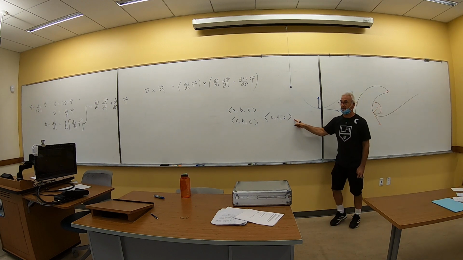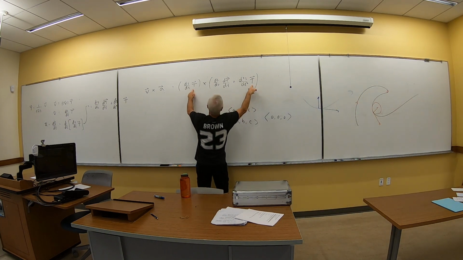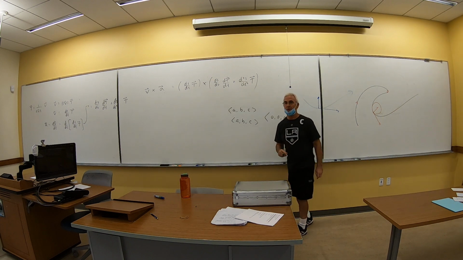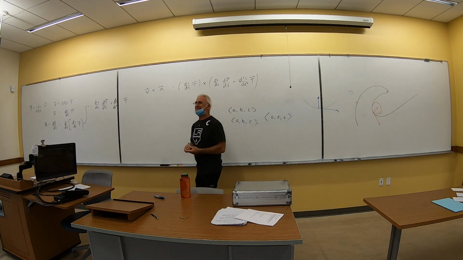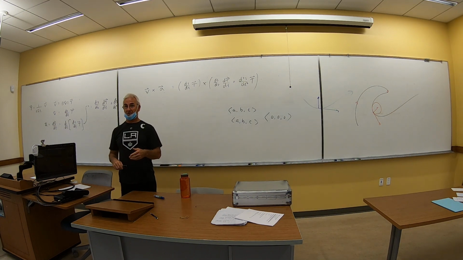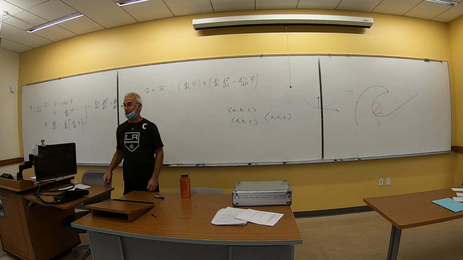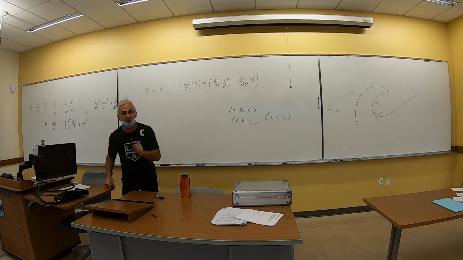Is that an important thing? Yeah, I'm going to be crossing T with T in a moment. Oh, okay. Yeah, that is actually a very important thing. A vector dotted with itself is the square of its magnitude. A vector crossed with itself is the 0 vector.